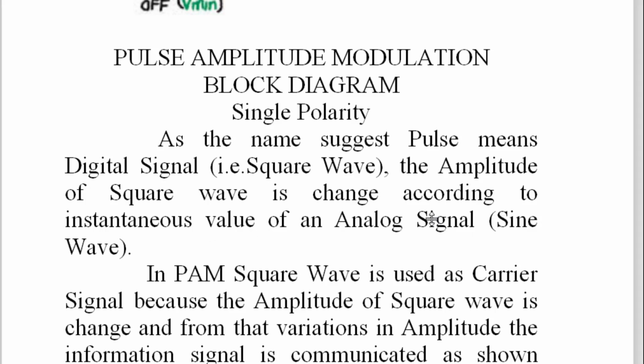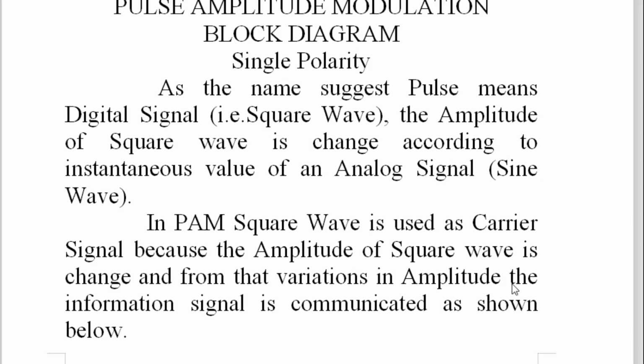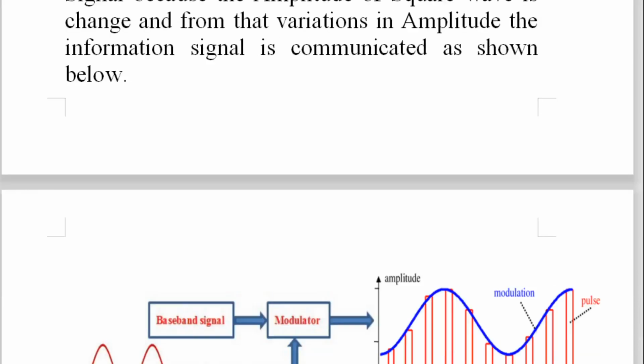You know that always the parameter of the carrier signal is the one that is changed. If the amplitude of the square wave is changed, then no doubt the square wave is used as the carrier signal. So in PAM, the square wave is the carrier because its amplitude will change, and from that variation in amplitude the information signal is communicated, as shown below.